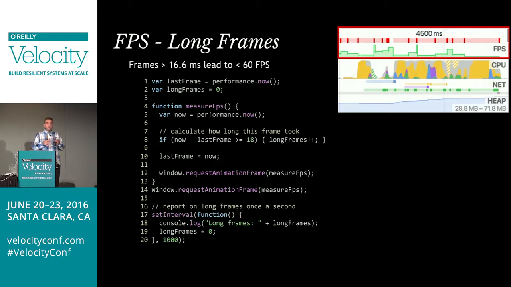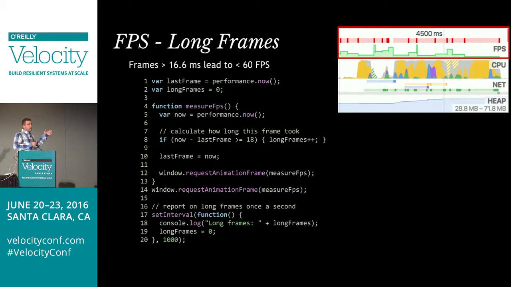Very similar to the frame rate overall, you actually want to monitor long frames. A long frame is anything that takes more than 16.6 milliseconds. This would mean at 60 frames a second, you get about 16.6 milliseconds worth of time per frame to do your stuff. Anything above that, and you'll start seeing the jankiness, the non-smoothness.